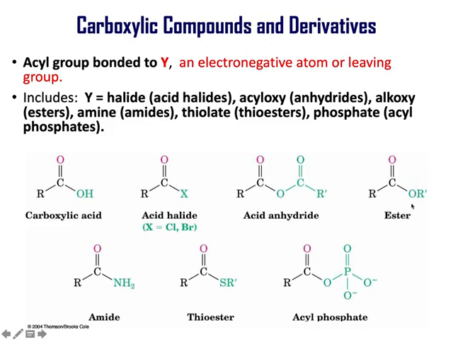Ester, Y is OR, and then amide is RC double bond O attached to NH2, and then thioester, RC double bond O bonded to SR, and this one is acyl phosphate. So all of these are examples of carboxylic compounds together with derivatives.